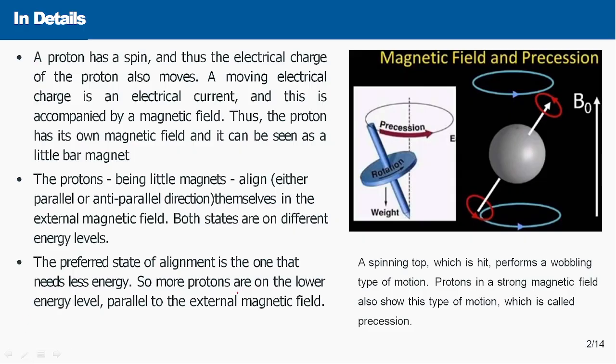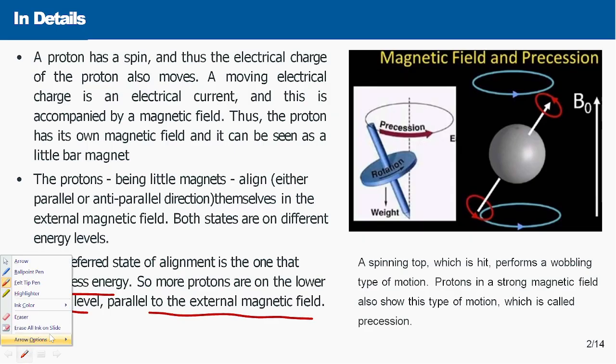The preferred state of alignment is the one that needs less energy. That means it will always try to remain in a lower energy state. So more protons are at the lower energy level, parallel to the external magnetic field, and very few, a negligible number, are anti-parallel to the applied magnetic field.